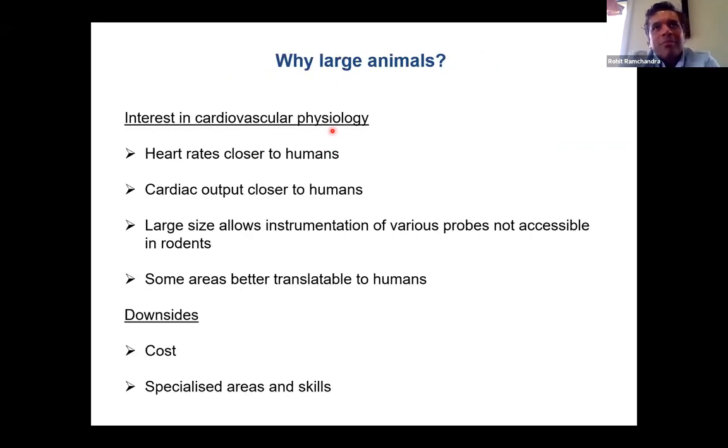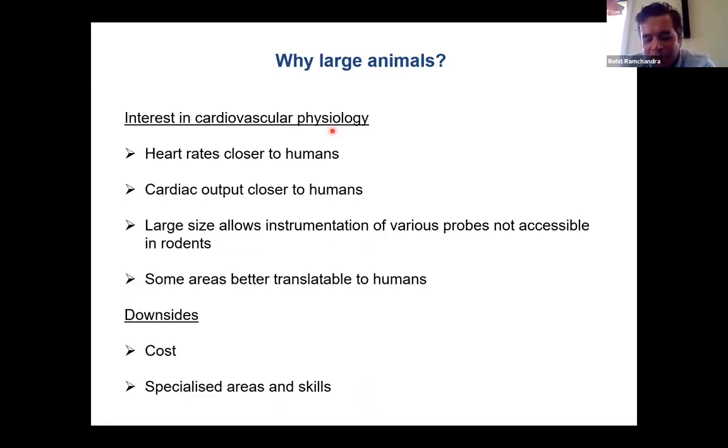And I guess I'm talking about measurement of arterial pressure in large animals. So just a little comment about why larger animals. I never started my research career in large animals, but once I started moving on to a lab that allowed me to work on large animals, I think if you have an interest in cardiovascular physiology, they give you a lot of benefits.